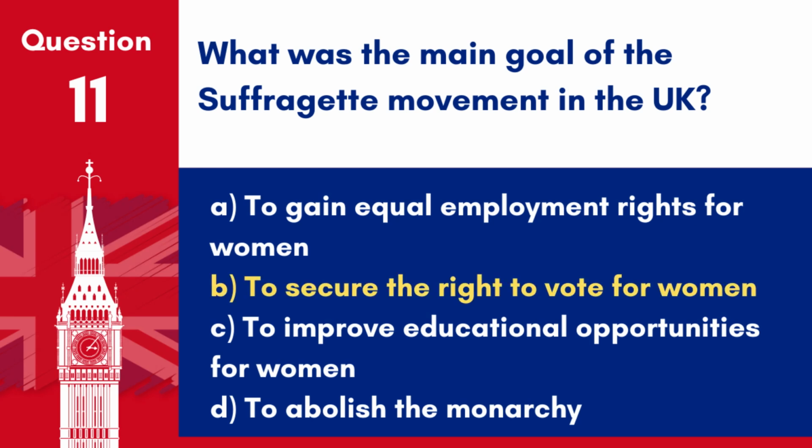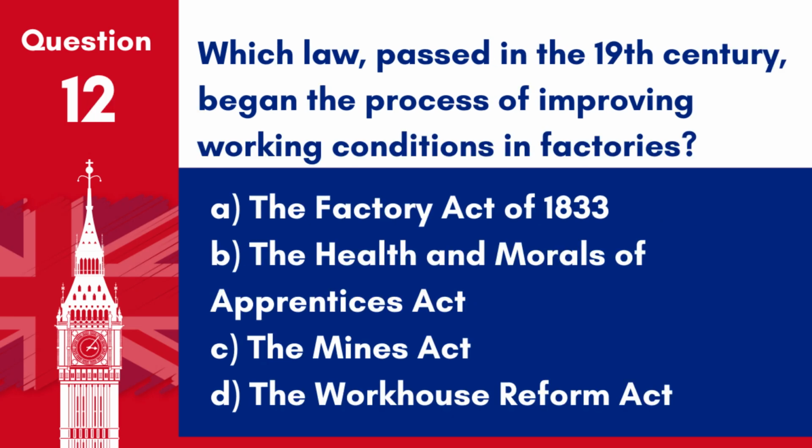Answer: B. To secure the right to vote for women. The main goal of the suffragette movement in the UK was to secure women's suffrage, a campaign that involved protests, advocacy, and civil disobedience. Question 12. Which law, passed in the 19th century, began the process of improving working conditions in factories?